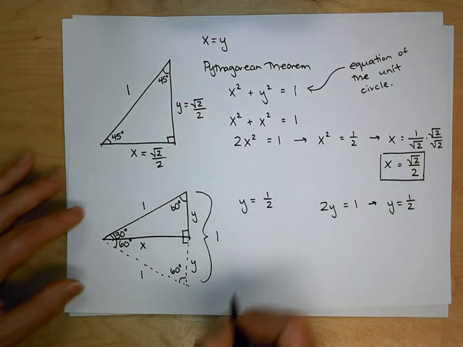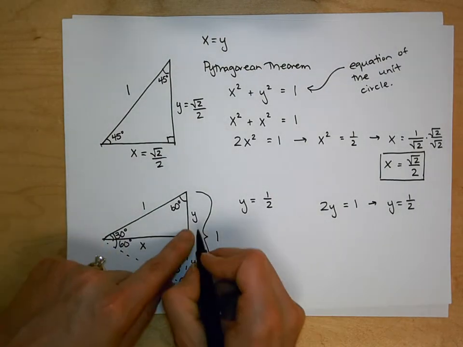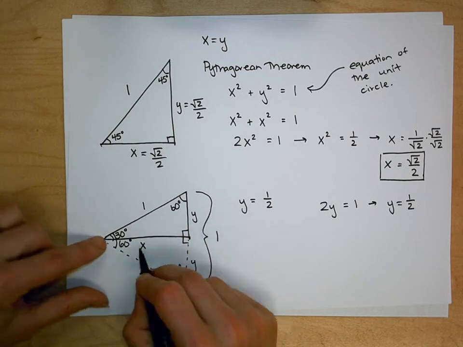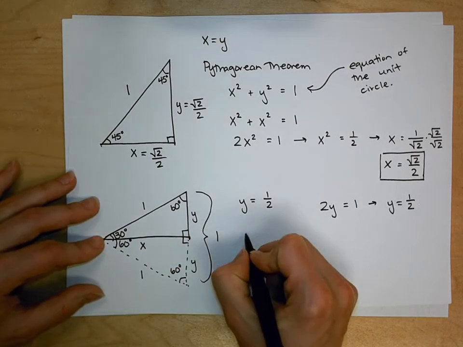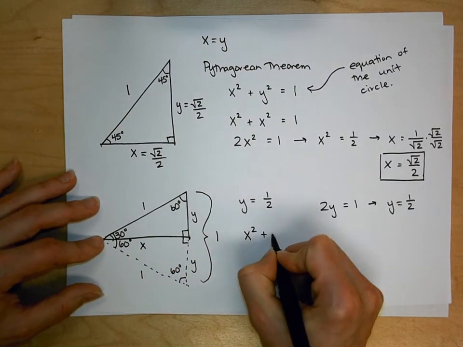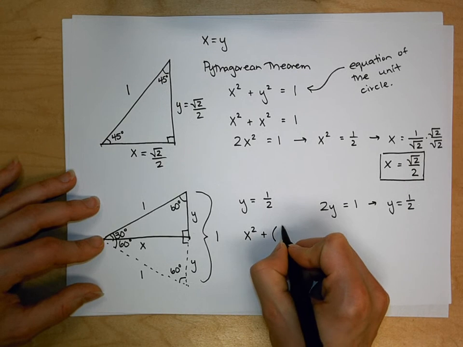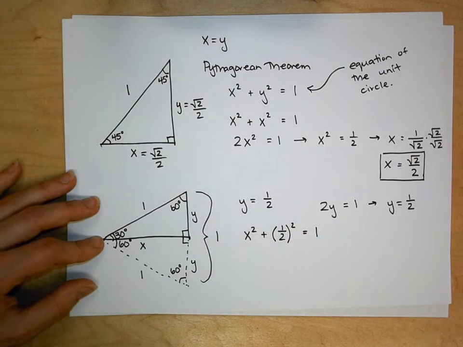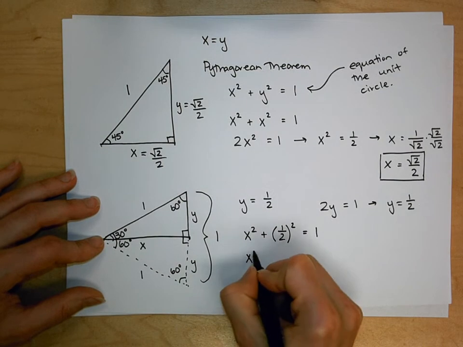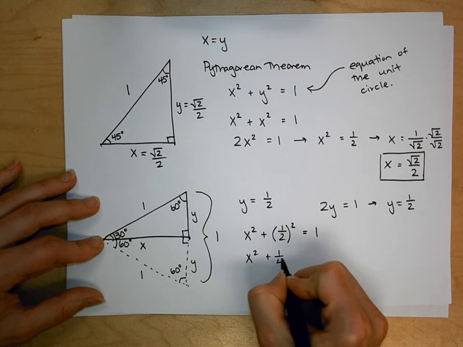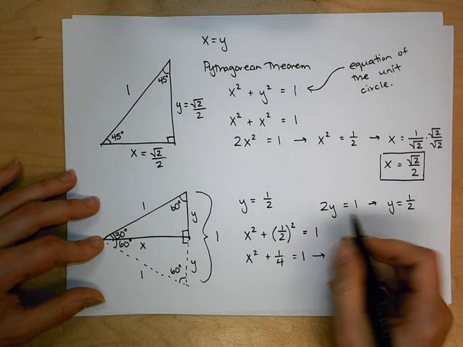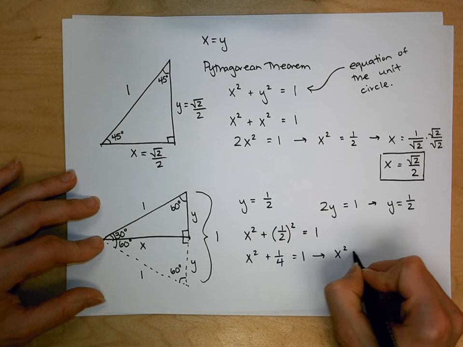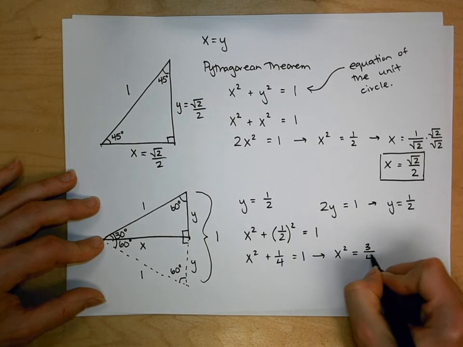Now the great thing is that once we have the other side of the triangle, we can figure out what this side is, again based on the Pythagorean theorem. So I have x squared plus y, which is 1/2, that equals 1, and 1/2 squared is 1/4, and we'll subtract that 1/4 to the other side, giving us 3/4.